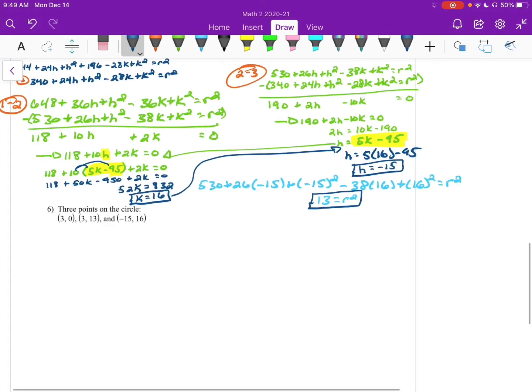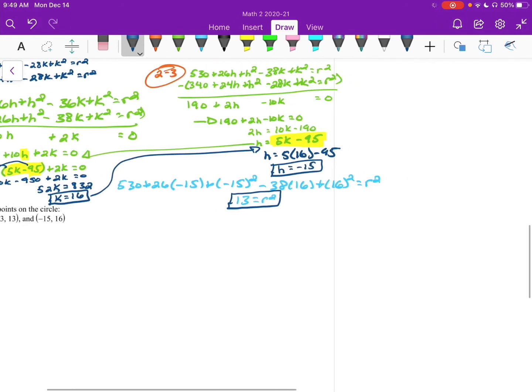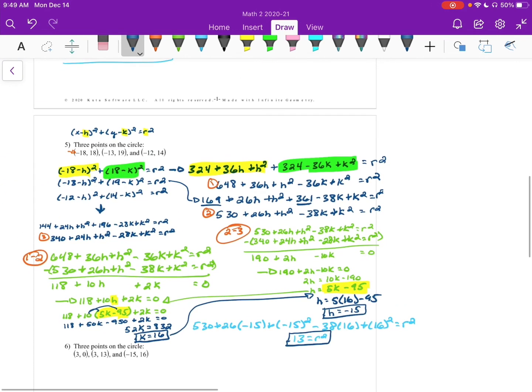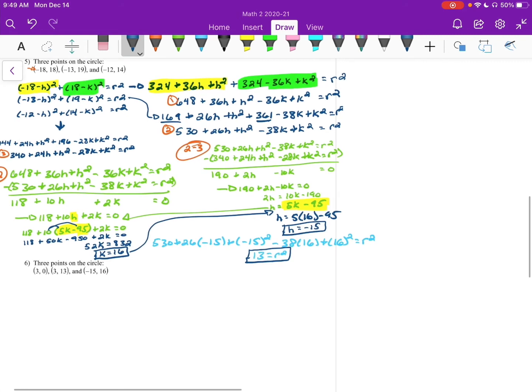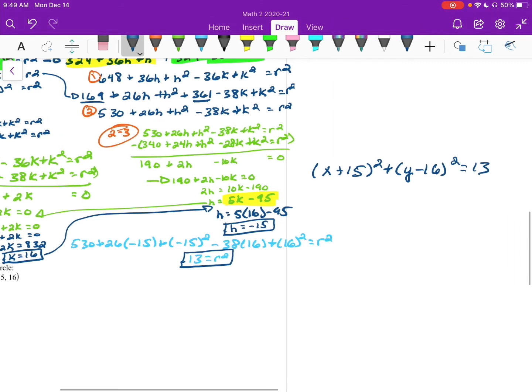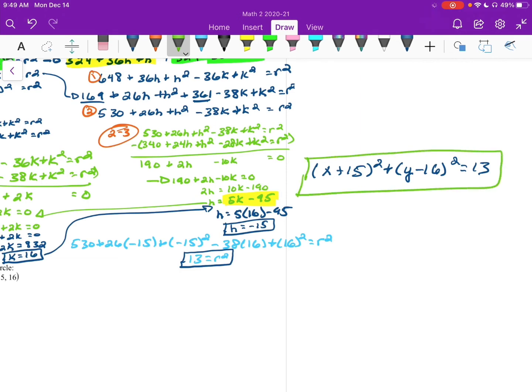So I have my 3 variables found, and I just have to plug in. So I have k goes with x, right? No, k goes with y. So it's going to be x minus negative 15, so x plus 15 squared, plus y minus 16 squared equals 13. And this is our final answer.